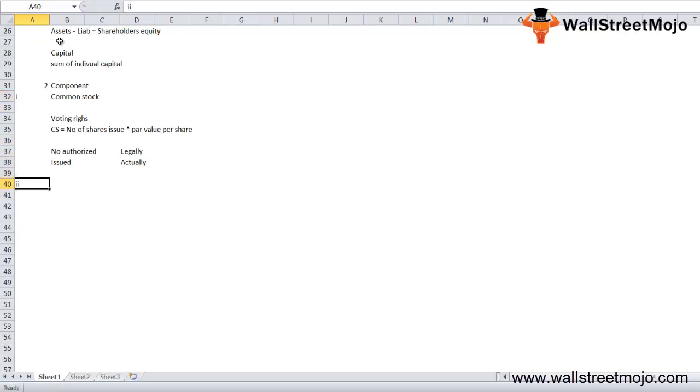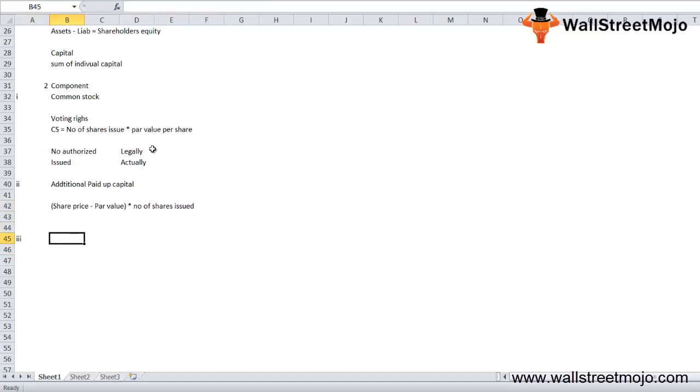Then let's see the second component, which is the additional paid-up capital. Additional means more than the share price. So when the company receives a premium on the shares, we call it additional paid-up capital. Additional paid-up capital is basically your share price less the par value, times the number of shares issued. The share price minus the par value should come in one single bracket.